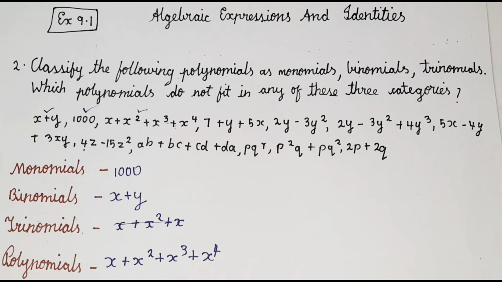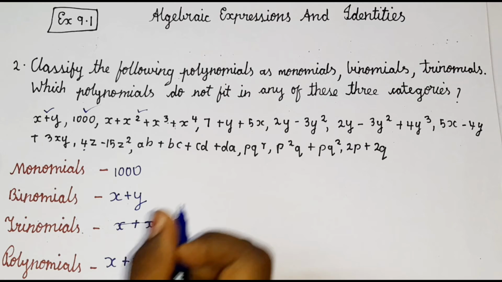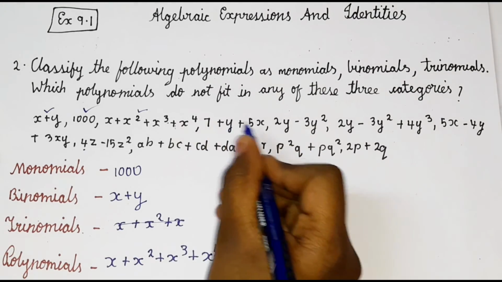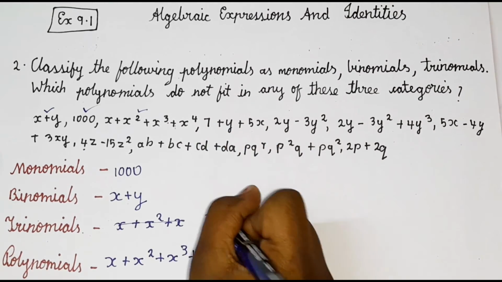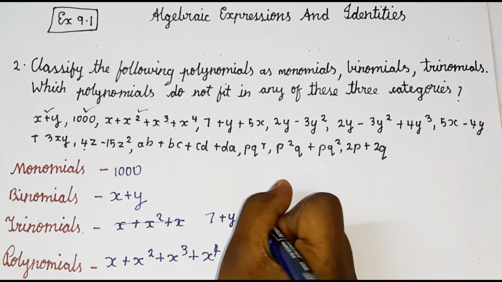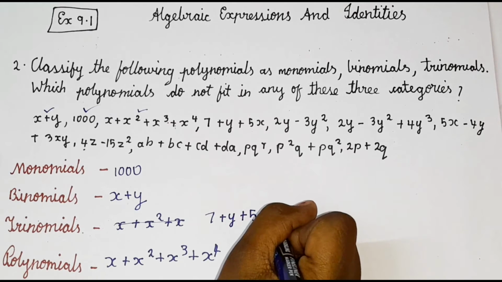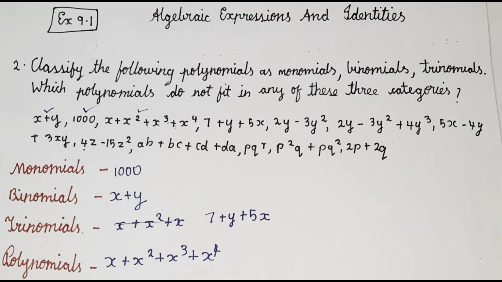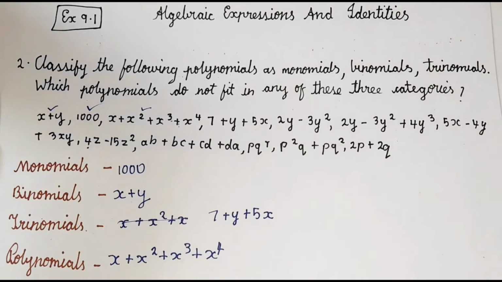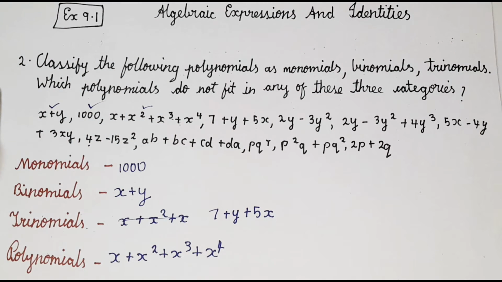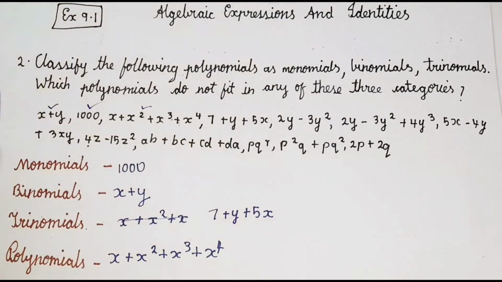So 4 or more terms means it's a polynomial. Just remember that. So next we have 7 plus y plus 5x. So here we have 3 terms. Am I right? So 3 terms means, of course you guys know it is a trinomial. So once more I will say, monomial 1 term, binomial 2 terms, trinomial 3 terms and polynomial, 4 or more terms.